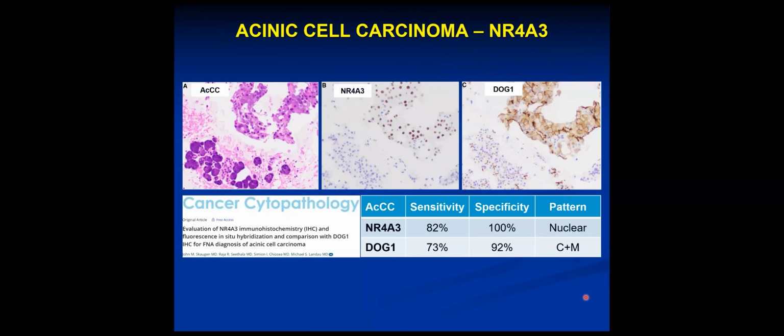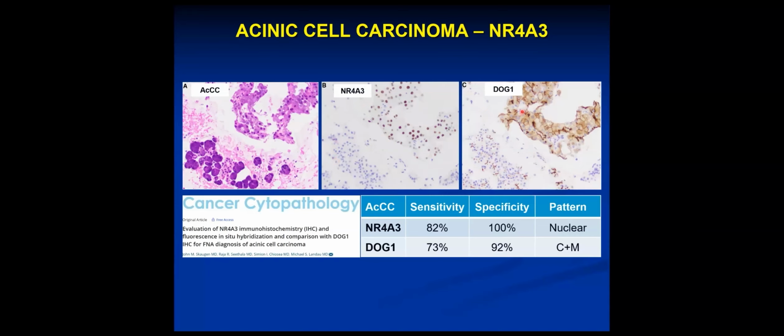Most cases of acinic cell carcinoma exhibit translocation of chromosomes 4/9, leading to increased NR4A3 expression, which is a nuclear marker as shown here. So here is a cell block for acinic cell carcinoma. This area shows the carcinoma component, and in this corner, these are benign acinar cells. If you take a look, NR4A3 has good nuclear staining in the tumor cells, whereas they are negative in the benign acinar cells.